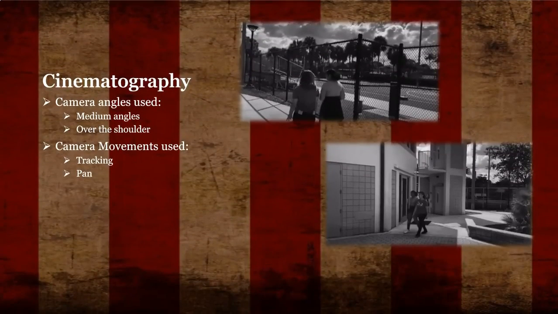For cinematography, we decided that we wanted to stick with conventions and use mostly medium shots and over-the-shoulder shots. For camera movements, we also decided to stick with conventions and use tracking movements and pans.